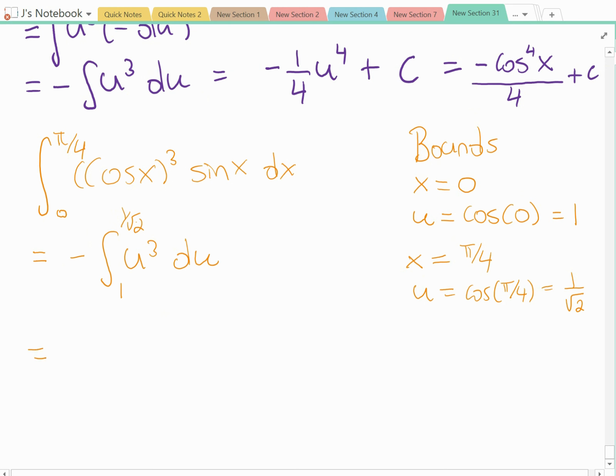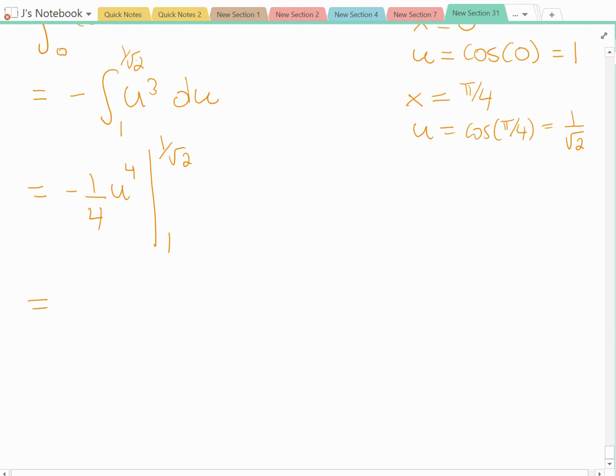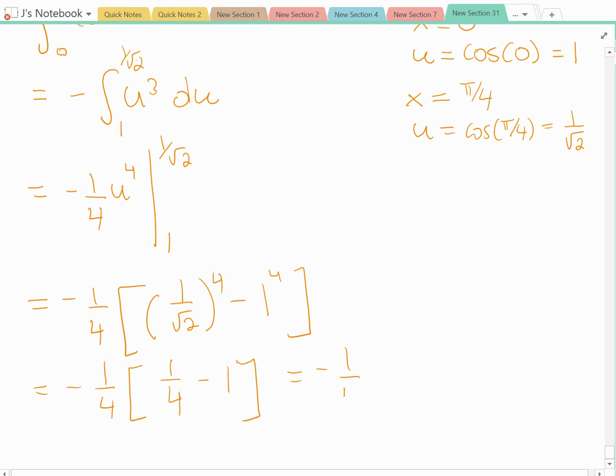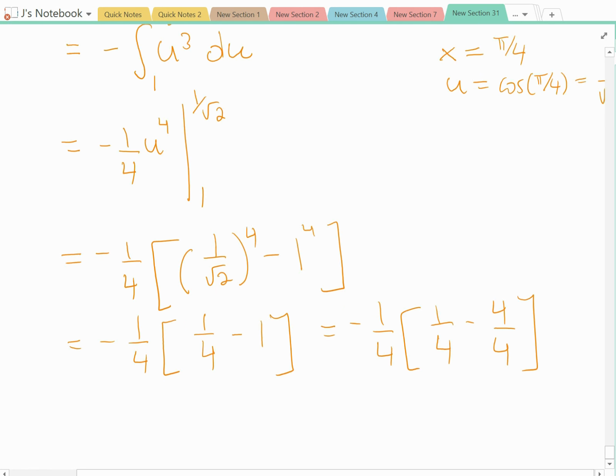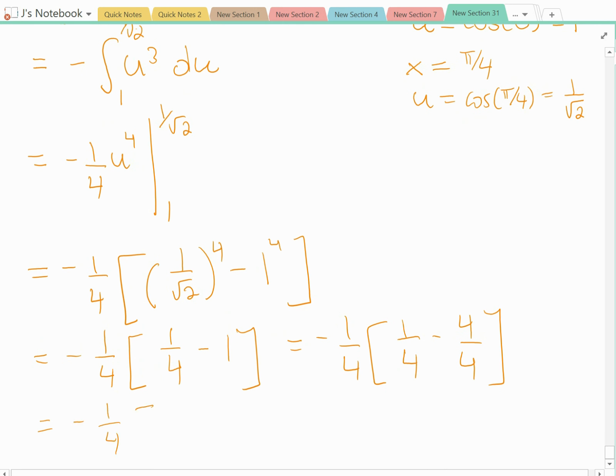So we can take the antiderivative. We would have minus 1 over 4 u to the 4, evaluated from 1 to 1 over root 2. And that would be minus 1 over 4, bracket, 1 over root 2 to the power 4, minus 1 to the power 4. Minus 1 quarter. 1 over root 2 all squared would be 1 half, and then you're squaring it again, so it'll be 1 quarter, minus 1. So it'll be negative 1 quarter multiplied by 1 over 4 minus 4 over 4. And now that's going to be minus 1 quarter times negative 3 over 4. Now you multiply them together, the negatives cancel, you get positive 3 over 16 as your answer.